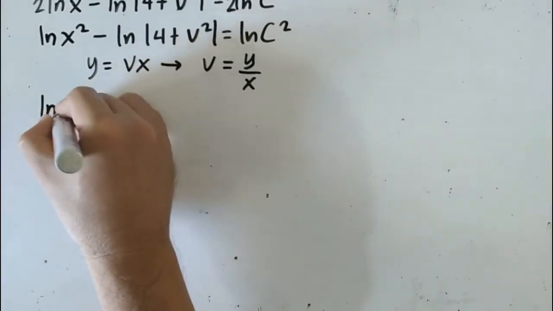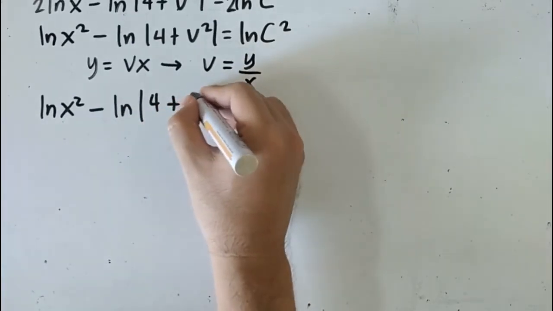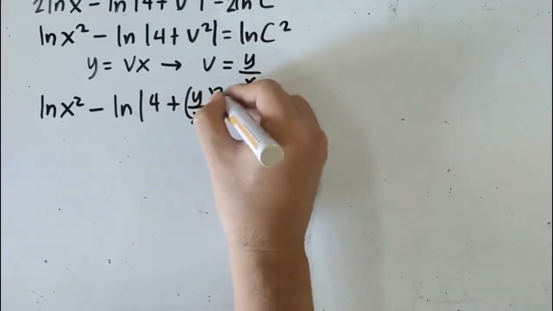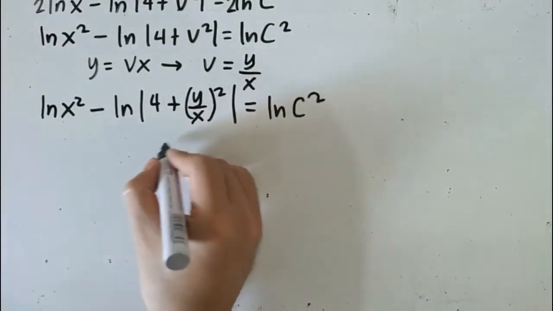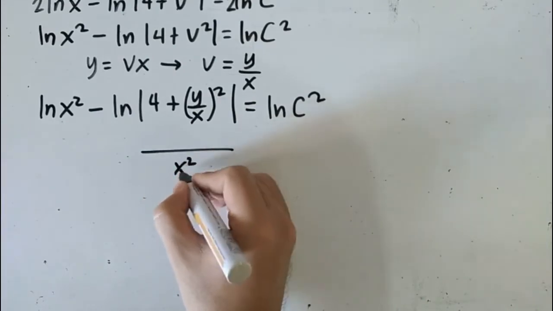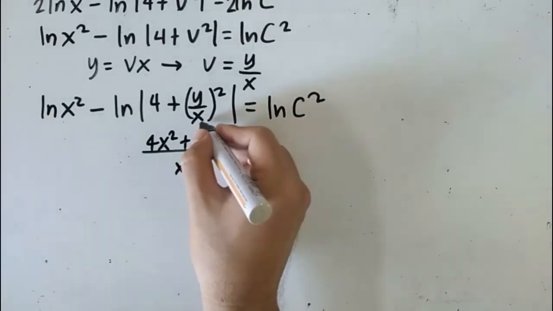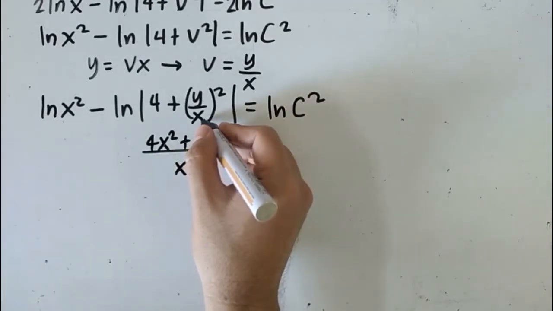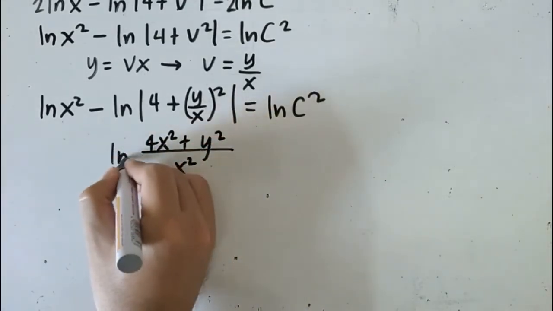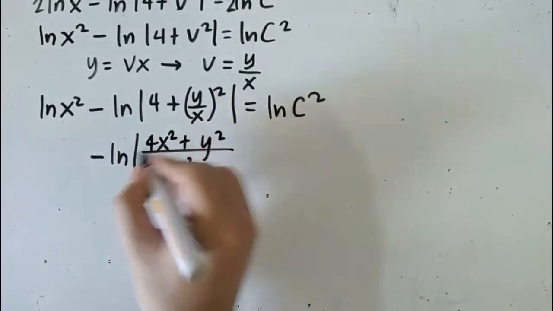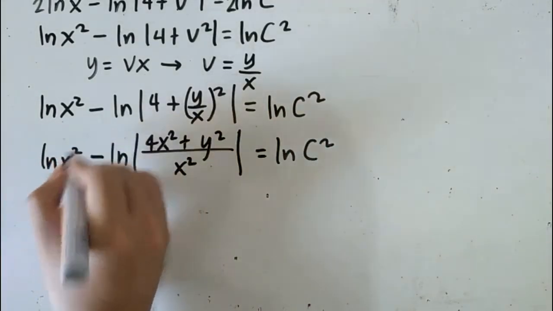So substitute this to the v found in the equation. We have ln of x squared minus ln of 4 plus y over x squared equals ln of c squared. And then we simplify this. We have x squared. This becomes 4x squared plus x squared divided by x squared, 1 times y squared is y squared. So this becomes minus ln of this, ln of c squared, ln of x squared.